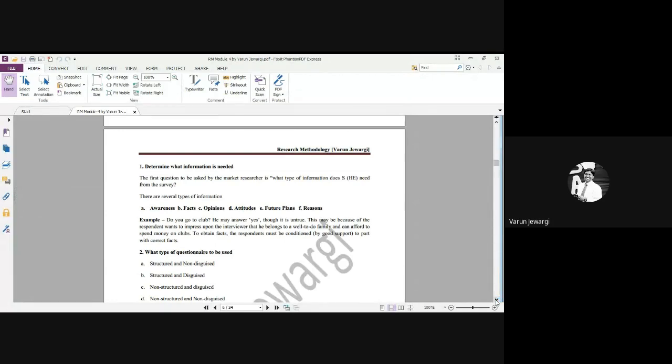If I ask this question, he may answer yes, though it is untrue. This may be because the respondent wants to impress upon the interviewer that he belongs to a well-to-do family and can afford to spend money on clubs. To obtain the facts, the respondent must be conditioned to give the correct facts.